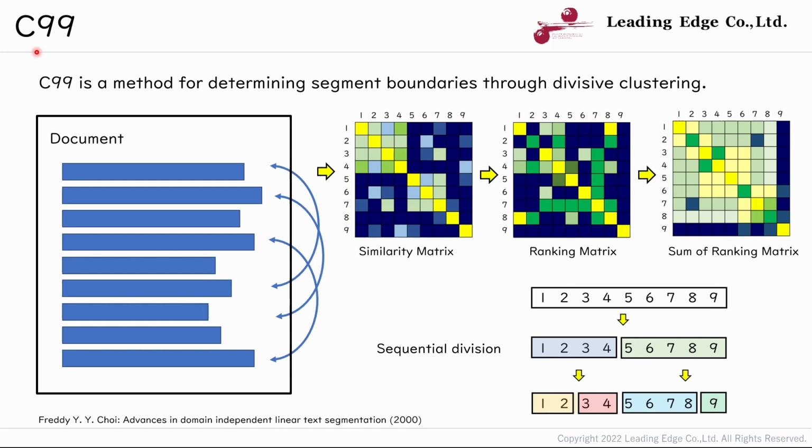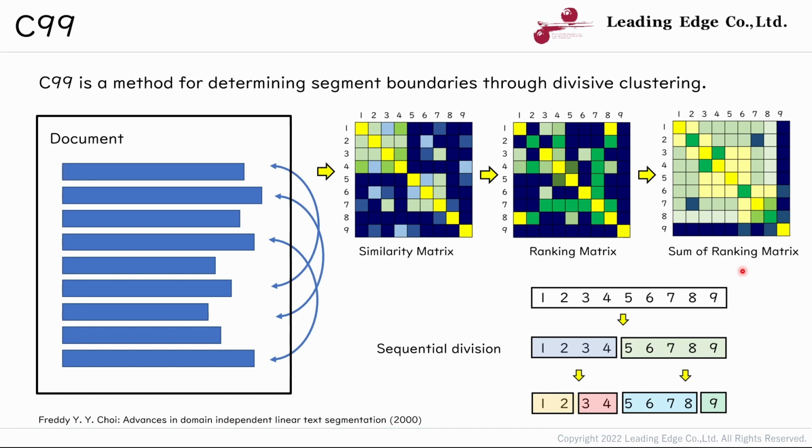The third is C99. C99 is a method that uses divisive clustering to determine segment boundaries. It uses the same lexical cohesion and cosine similarity as TextTiling, but in the case of C99, it calculates the similarity between all sentences in the document. Then, the similarity between sentences can be determined, as shown in the similarity matrix. Next, I create a ranking matrix. The rank is the number of neighboring elements that have a lower similarity with respect to a point in the similarity matrix. And then I create a sum of rank matrix, which is the sum of the ranks for each segmental region.